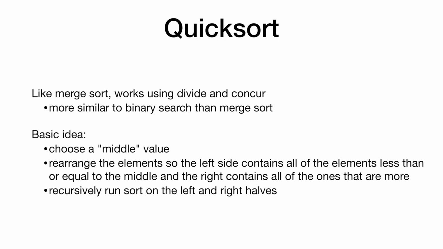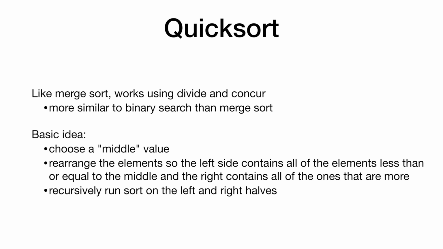So Quicksort, like merge sort, works using divide and conquer. This method is actually a little bit more similar to binary search than merge sort is. They both work in a very similar way, where you're taking everything and splitting it into two and solving those independently. So the basic idea for Quicksort is that you choose a middle value.